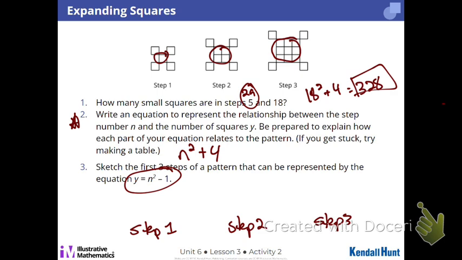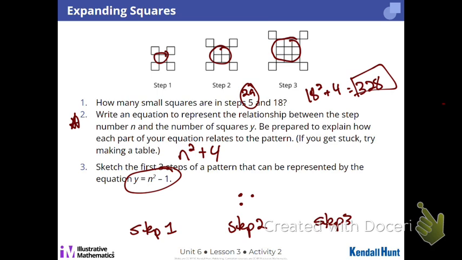So if I had a step 1, what's 1 squared? 0? 1 squared is not 0. It's 1. And what's 1 minus 1? 0. Okay, step 1's done. Step 2, I need a square. My square is going to be what? 2 by 2. Yep, 2 by 2. But it's minus 1. So I'm going to take away 1.